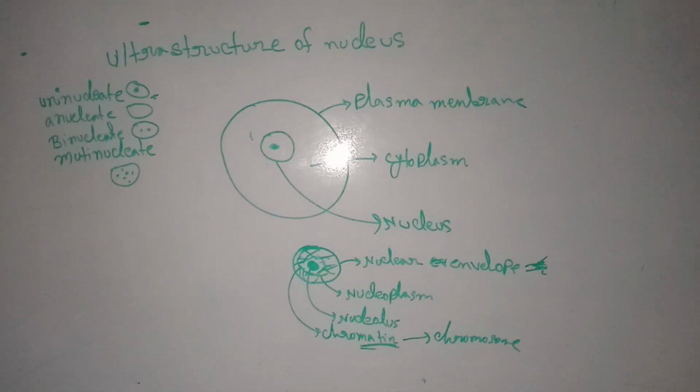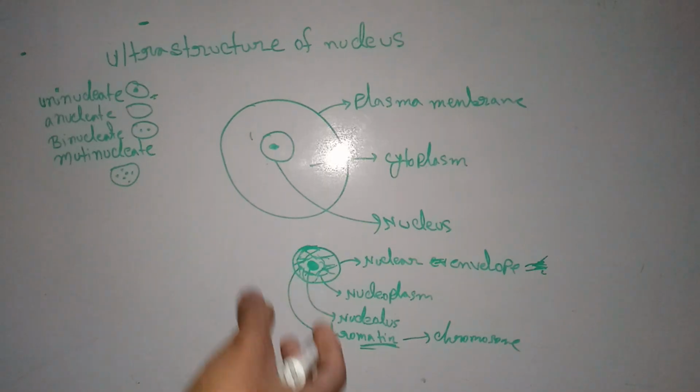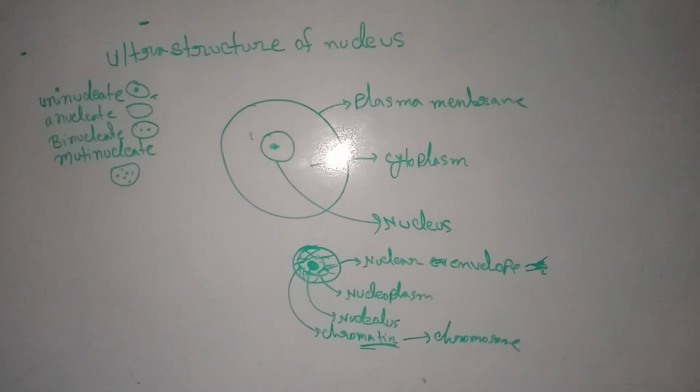In Greek, chroma means color. The inner phase of the nucleus contains a loose, extended, and diffuse network of nucleoprotein fibers called chromatin. Chromo means color and matin means threads. So chromatins are nothing but coloring threads in Greek. They are named so because of their ability to get stained with certain basic dyes.